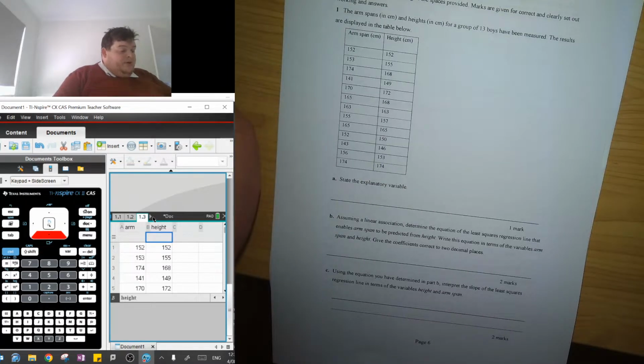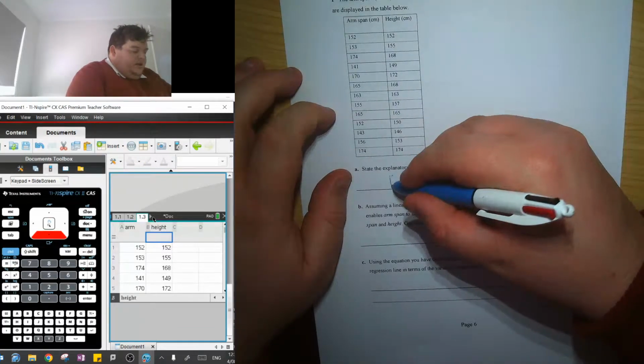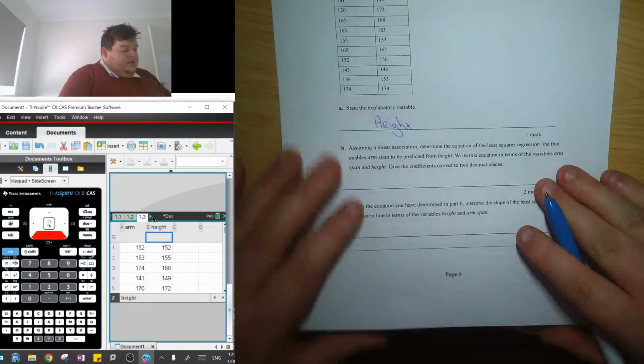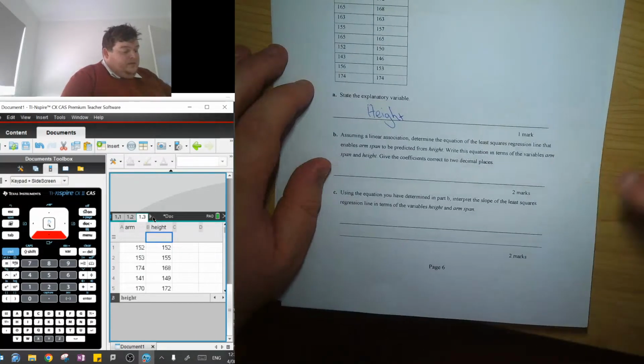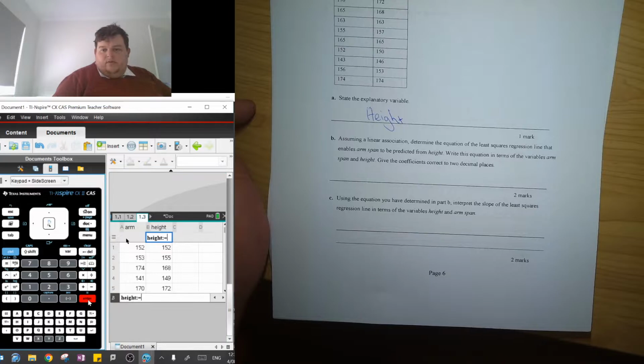State the explanatory variable. Well, you would assume that height explains arm span and not necessarily the other way around. So the explanatory variable in this case is height. Assuming there's a linear association, determine the equation for the least squares regression line. Yeah, cool. So that's what I was already doing.